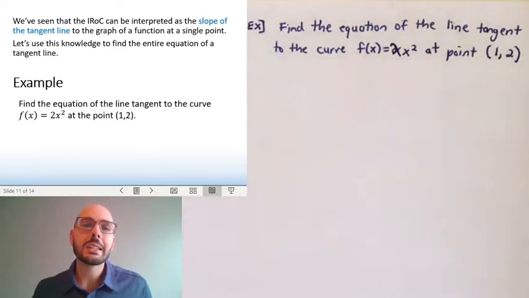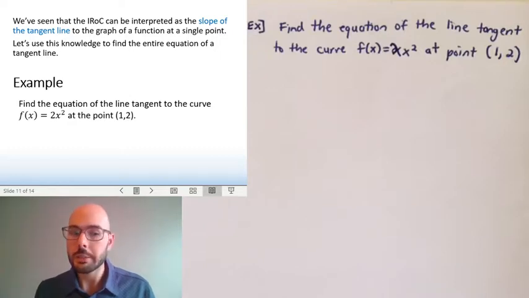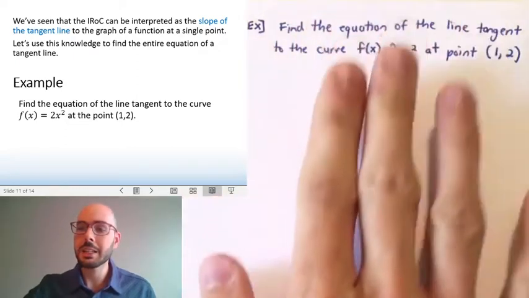Hello and welcome back. So we just came off of finding IROC, which is the instantaneous rate of change, also known as the slope of the tangent line to a function at a single point. So what we're going to do here in these examples is find the entire equation of the tangent line, not just its slope. So please make sure you're writing down these examples with the directions and everything. I'm going to get started right away.